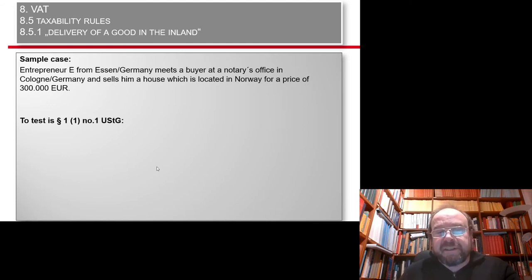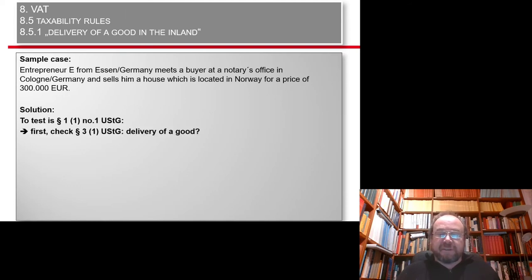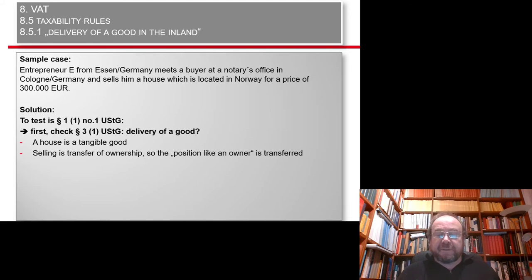What does this mean? Mr. E from Essen in Germany meets a buyer for one of his goods at a notary's office in Cologne, Germany, and sells him a house which is located in Norway for a price of 300,000 euro. To test is number 1 USDG. 3.1 is a delivery of a good, and the answer is a house is a good, a tangible good. And selling is transfer of ownership, so the position like an owner is transferred. So we have a delivery under the rules of 3.1 USDG.